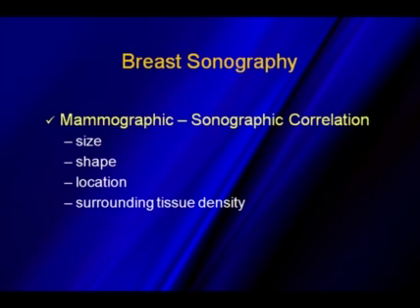Now, if the patient's had a mammogram, we want to compare four things on the mammogram with what we're looking at on ultrasound. We want to look at the size of the lesion, look at the shape of it, figure out the location, and look at the surrounding tissue. If the lesion that you're seeing on the mammogram is surrounded by fat, then what you're scanning on ultrasound should also be surrounded by fat.